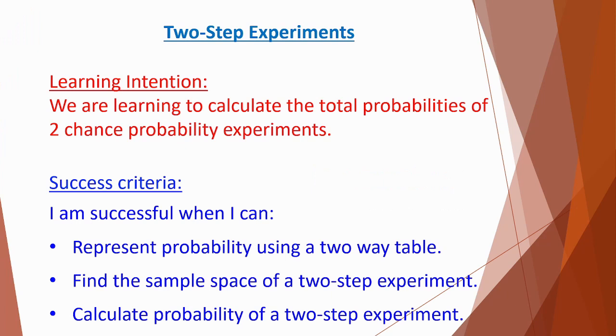And our success criteria is I am successful when I can represent probability using a two-way table, find the sample space of a two-step experiment, and calculate the probability of two-step experiments.